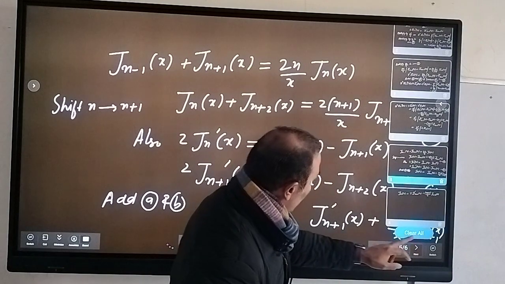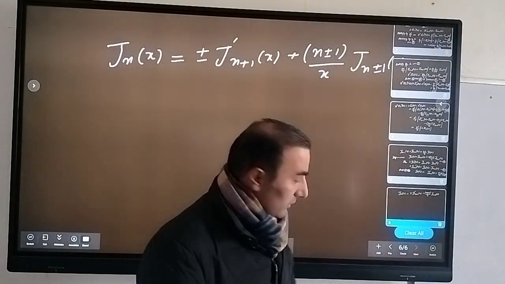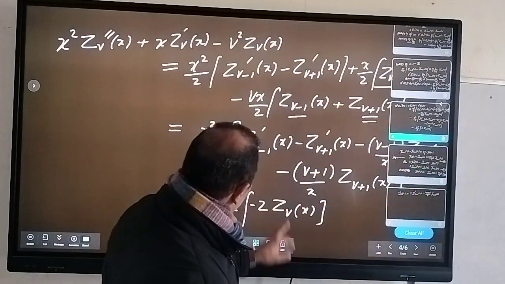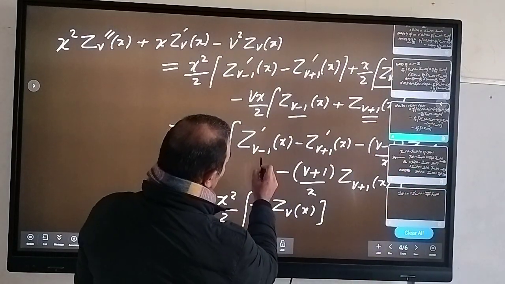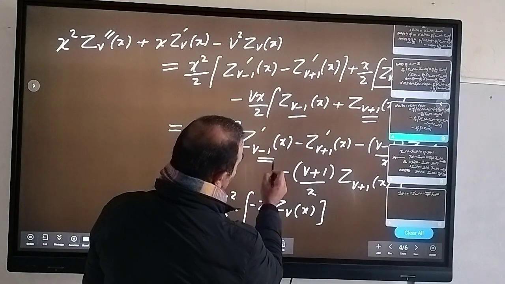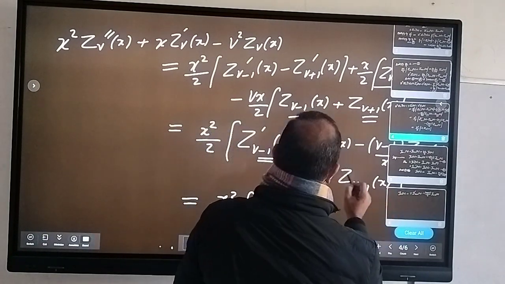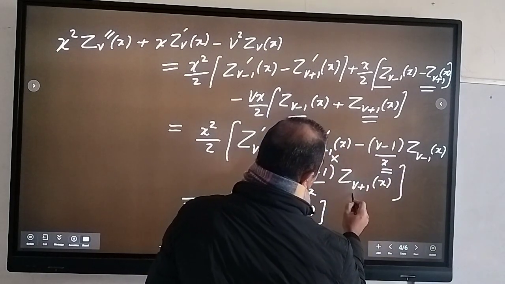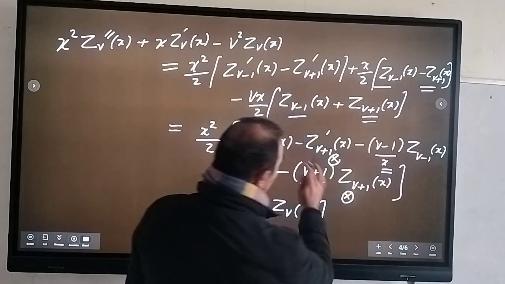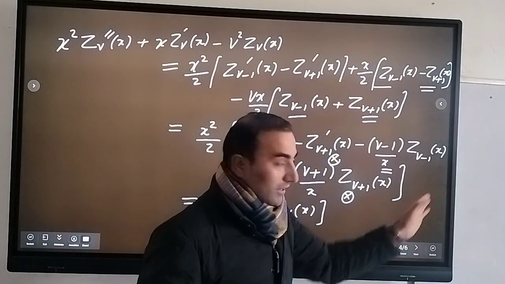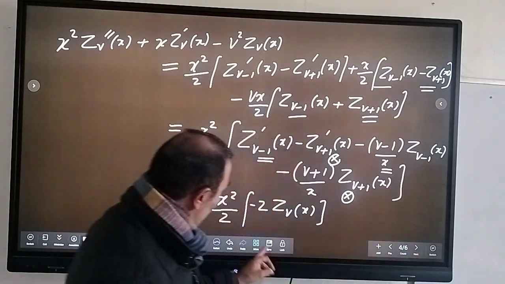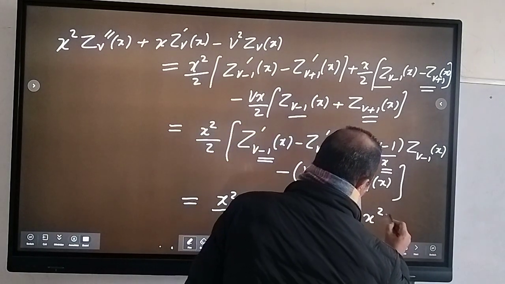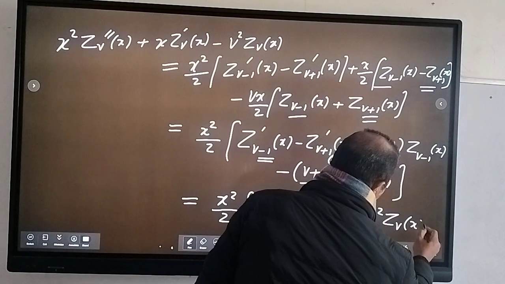So you need to use this relation. So when I combine these two terms, you can write this as: when I combine this v minus 1 term and this term, from here also I will get jv of x, and from here also jv of x, but it will be minus twice. So this will be equal to minus x square jv of x, right?